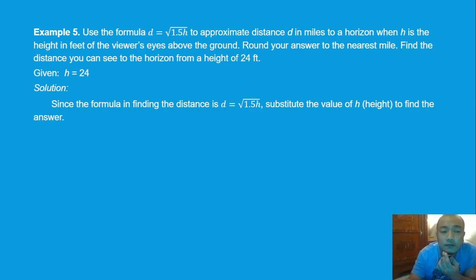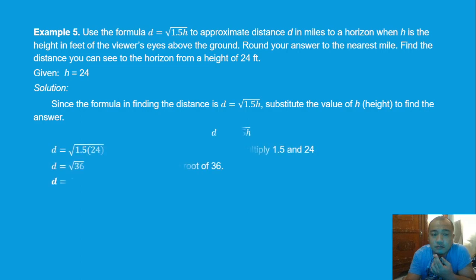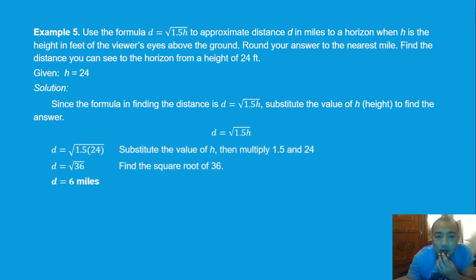So given h equals 24, and since the formula in finding the distance is d equals square root of 1.5h, substitute the value of h to find the answer. So just substitute h by 24. So d equals square root of 1.5 times 24, which is 36. Yes, 24 times 1.5 is 36. What is the square root of 36? 6 miles. So the answer is 6 miles.